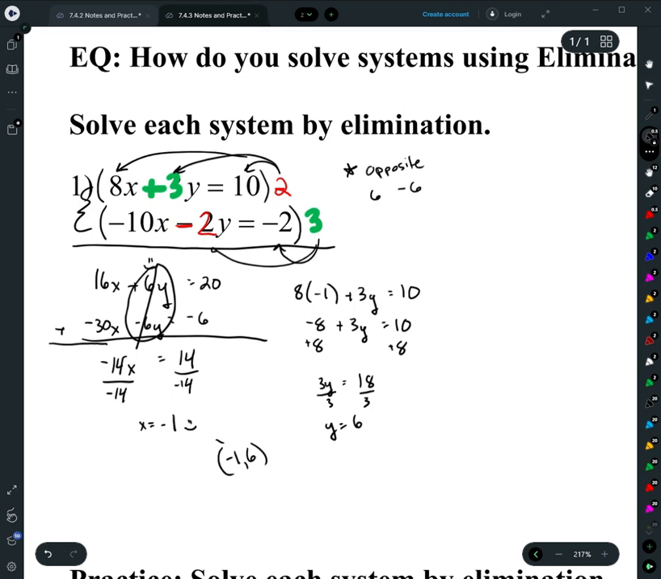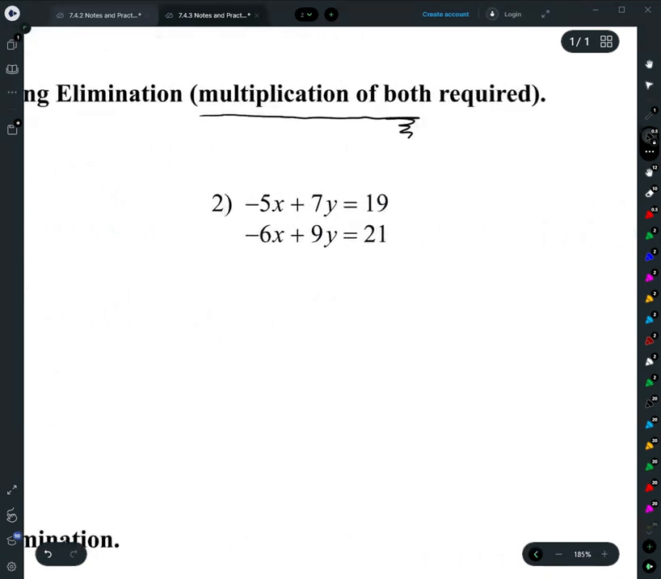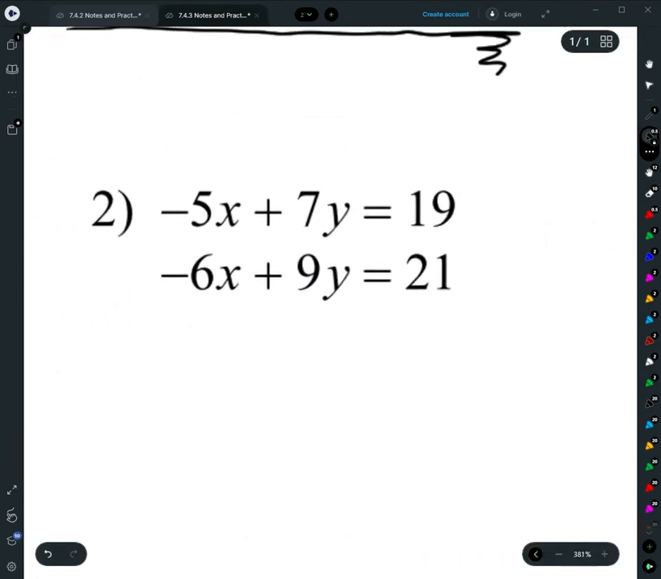Remember, x and y. So you need to multiply both equations. Another example, number 2 here. This time we have positive, positive, negative, negative. So not only are we going to have to multiply, one of them is going to have to be negative. So we can use the little switcheroo trick. If I multiply the top by, let's say, negative 6, the bottom, I only need to multiply by just a regular 5.